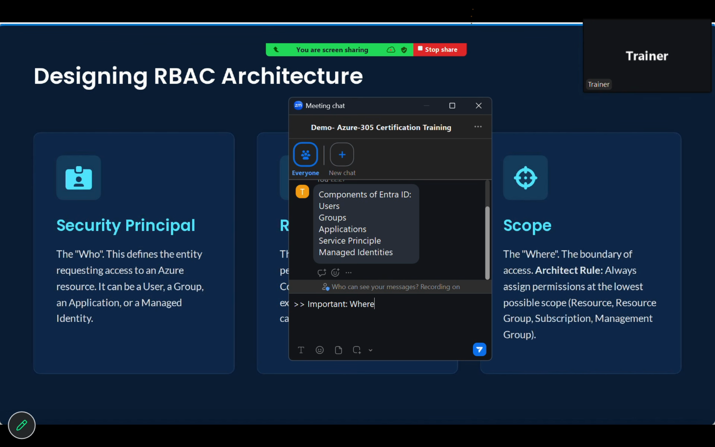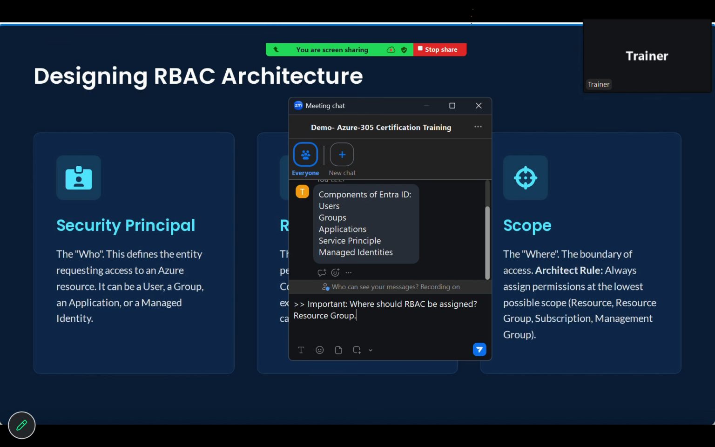Where should RBAC be assigned? Okay, the option will always be the resource group, because the developer team should manage only the development resources.